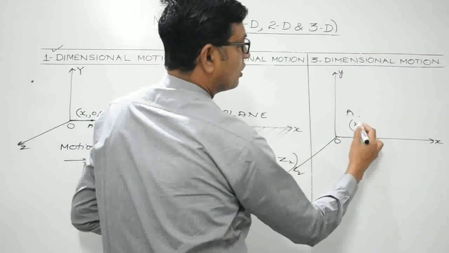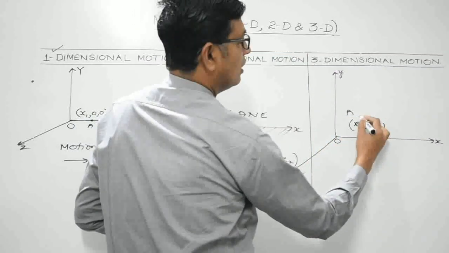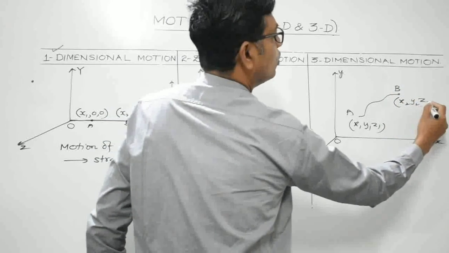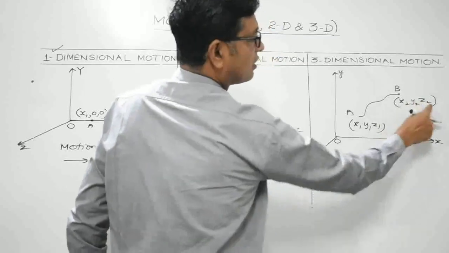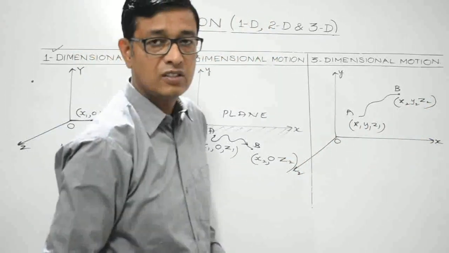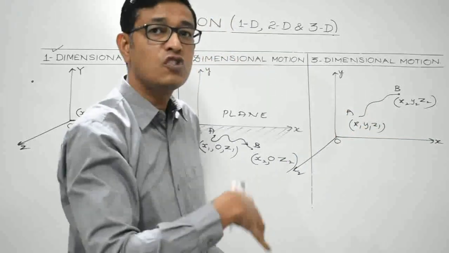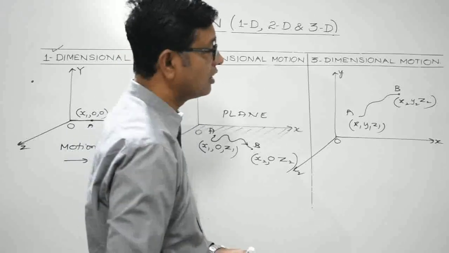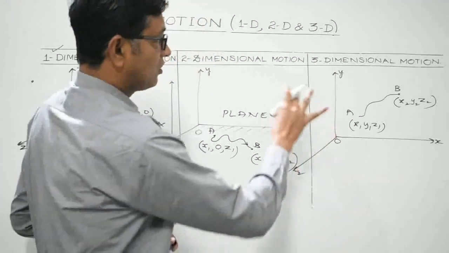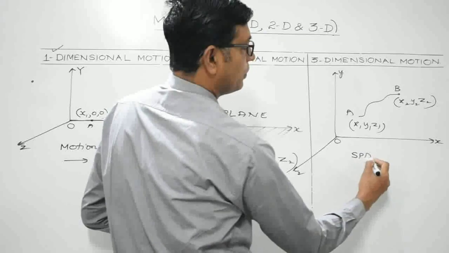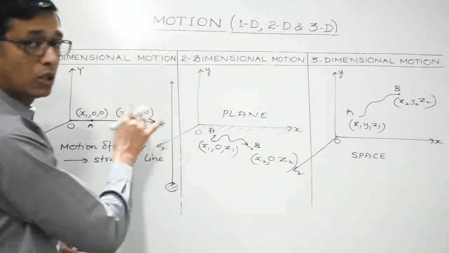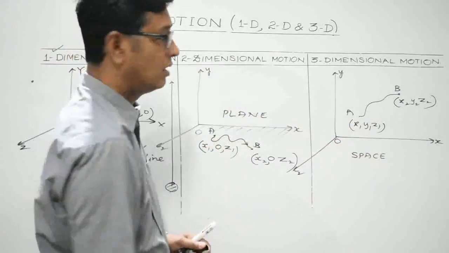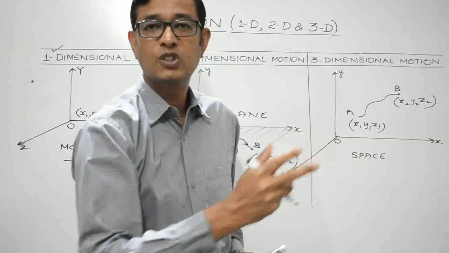So A, suppose it has coordinates x1, y1, z1. And after some time, it is at point B where the coordinates are x2, y2, z2. The values of all the three coordinates required to specify the position of the object change with the passage of time. Such motion is said to be three-dimensional. In one-dimensional motion, the body must move along a straight path. In two-dimensional motion, the body must move on a plane. In three-dimensional motion, the body must move in space.